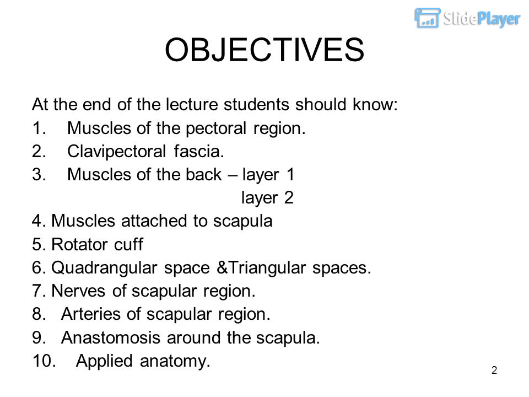muscles of the pectoral region, clavipectoral fascia, muscles of the back, layer 1, layer 2, muscles attached to the scapula, rotator cuff, quadrangular space and triangular spaces, nerves of the scapular region, arteries of the scapular region, anastomosis around the scapula, and applied anatomy.